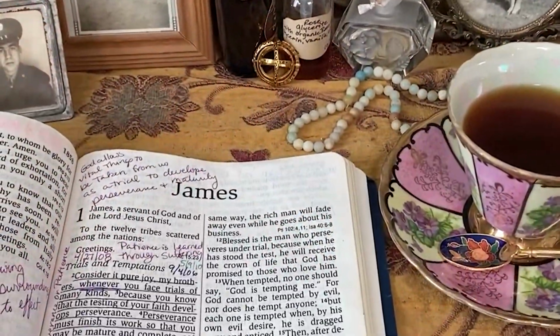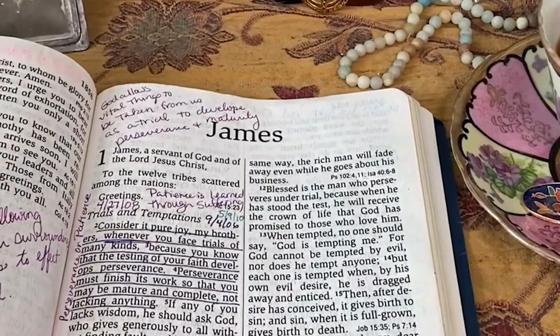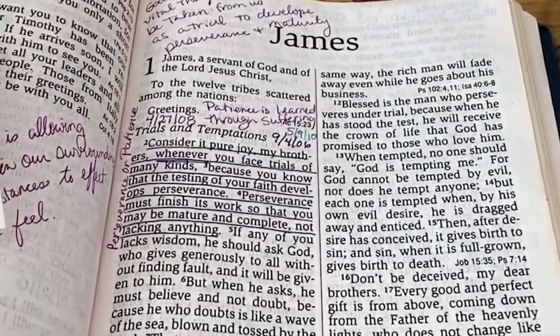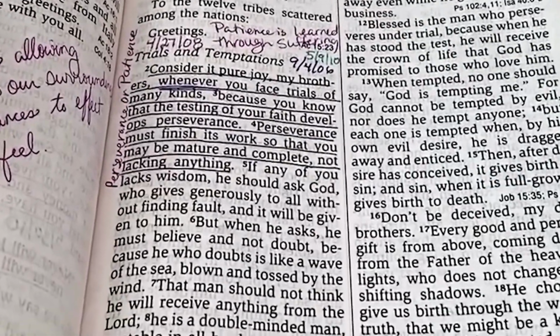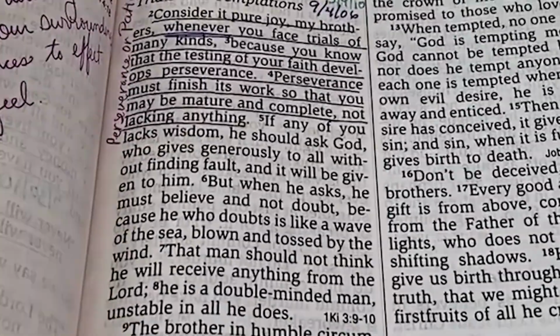If any of you lack wisdom, he should ask of God, who gives generously to all without finding fault, and it will be given to him. James 1:5.